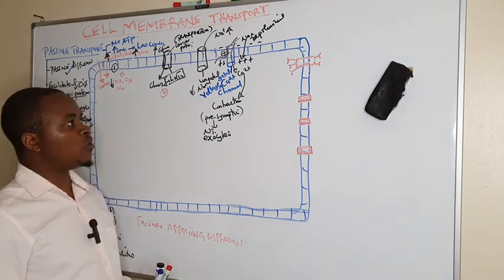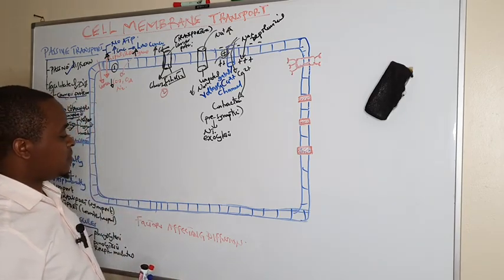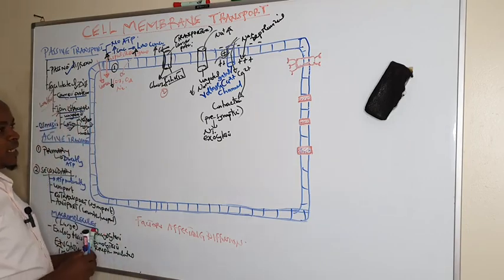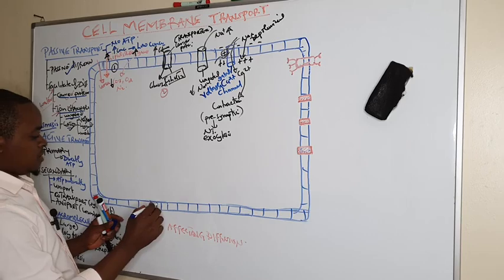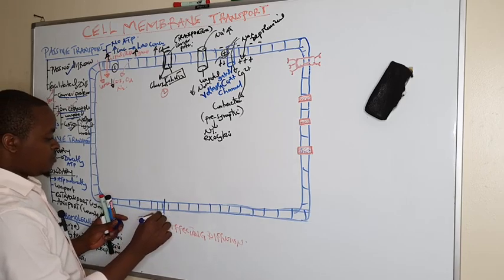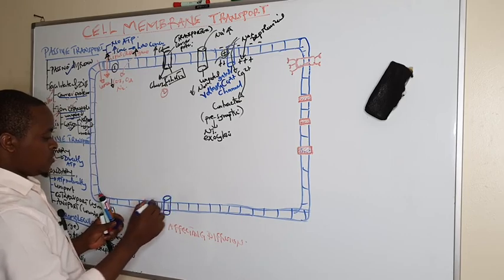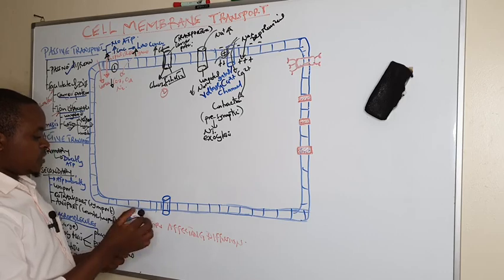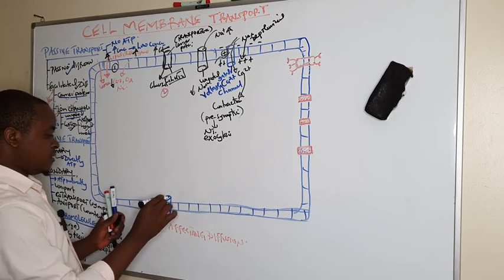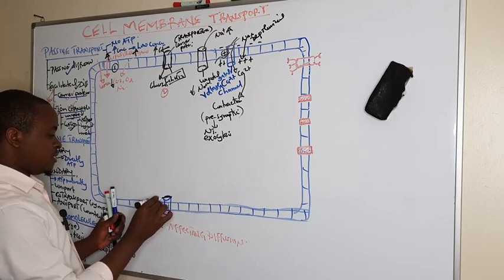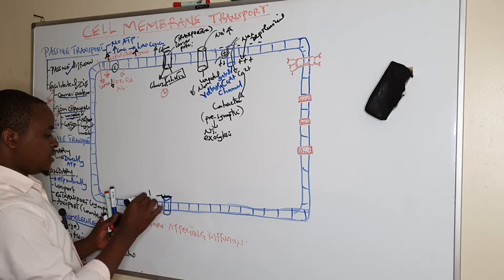Another one is what we call ligand gated. Those which are ligand gated, you can have a type of channel here. This channel has what we call a ligand. It is gated and it has a receptor. This is its receptor.